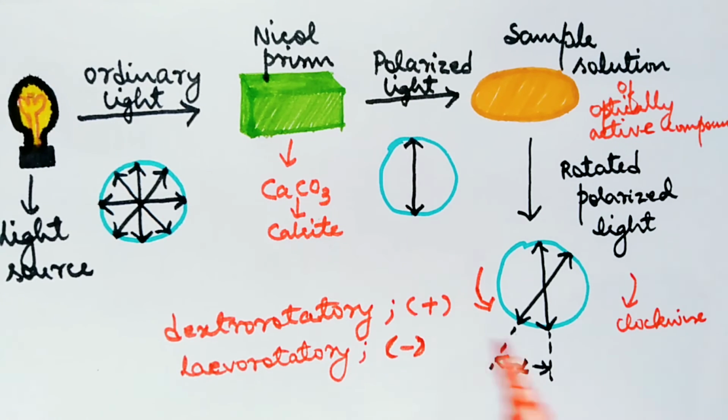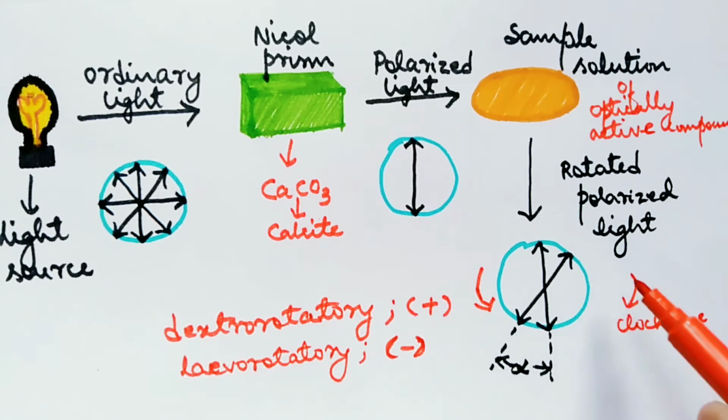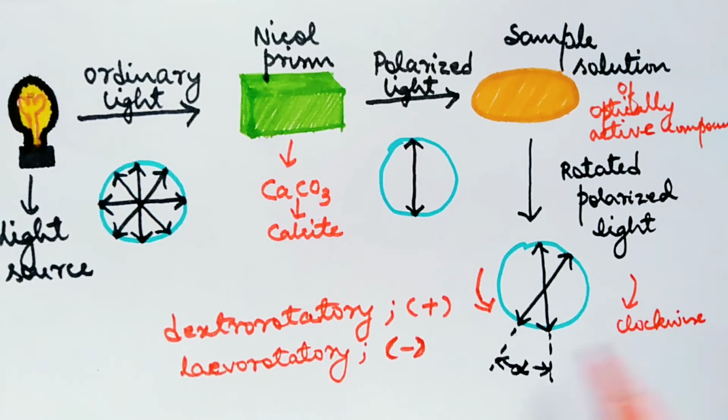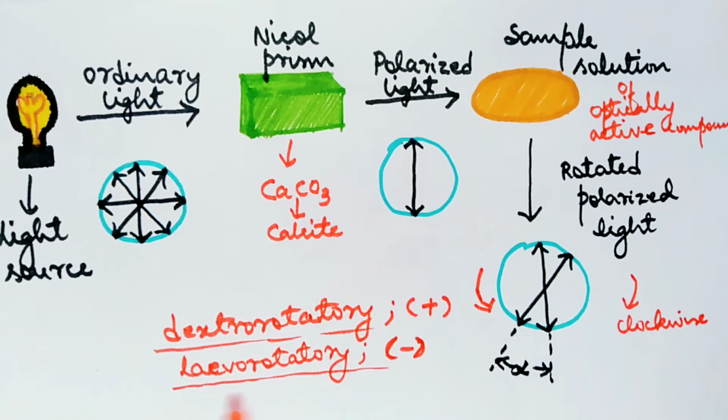So those optically active compounds which rotate the plane of polarized light to the right, that is clockwise, are said to be dextrorotatory. Whereas those which rotate the plane of polarized light to the left, that is anti-clockwise, we call levorotatory. So this is all about optical isomerism.